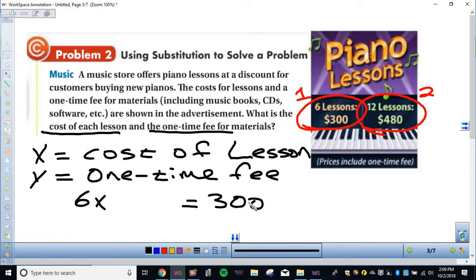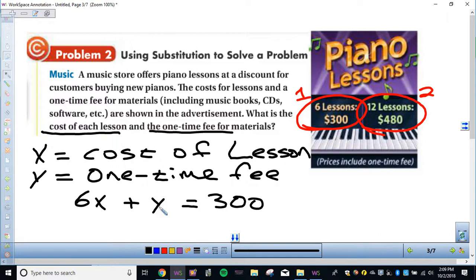So what did we have for this part? Just plus y, yeah. So 6x plus y, because we don't know what the one-time fee is. It doesn't matter how many lessons, they charge you the same one-time fee, which is dumb. It's not a good business model.